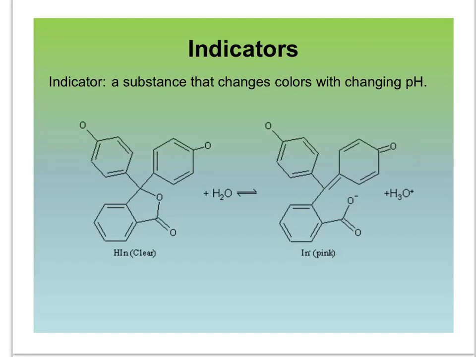Hi everyone, today we're going to talk about indicators. So an indicator is a substance that changes colors when the pH changes.